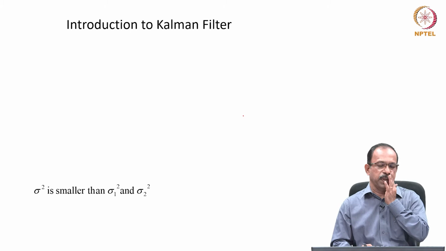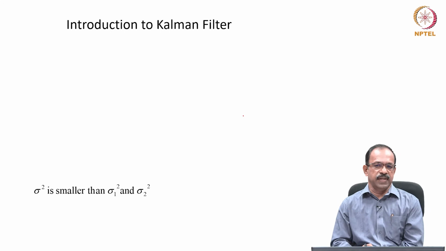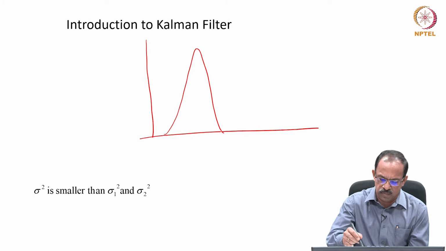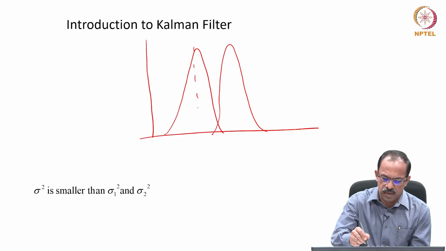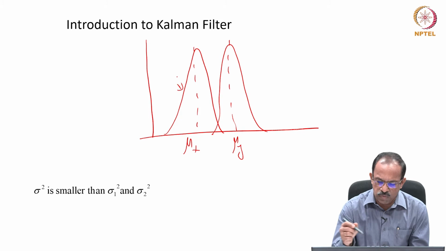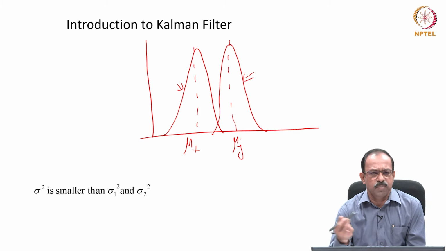If you want to know the basic principle of the Kalman filter, we need to look at how it works. Suppose you have two measurements, one is this one and another is this one. We say this is mu x and this is mu y. So we have one distribution here and another distribution here, x and y. This has a sigma x and this has a sigma y. These are the two distributions.